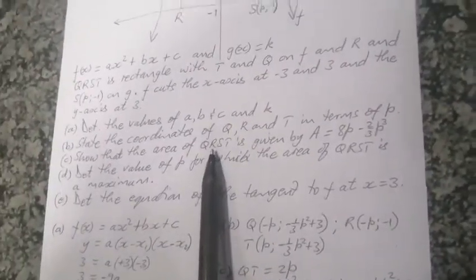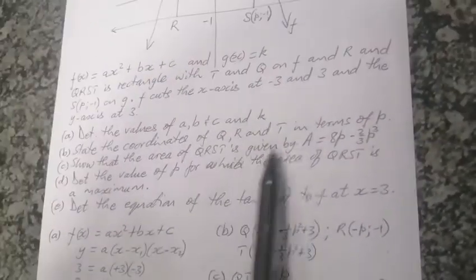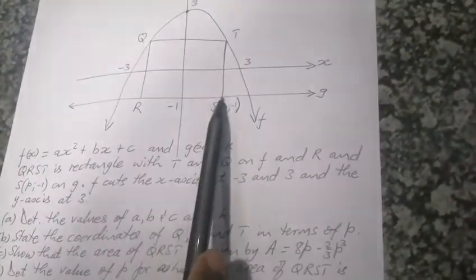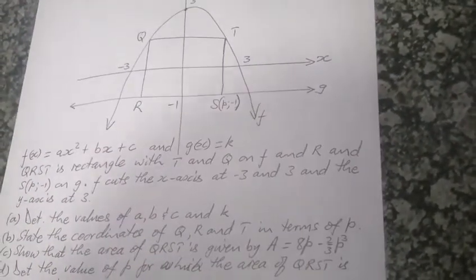Then part C, show that the area of rectangle QRST is given by that. What do we need? We need this length, we need that length. So what is QT?